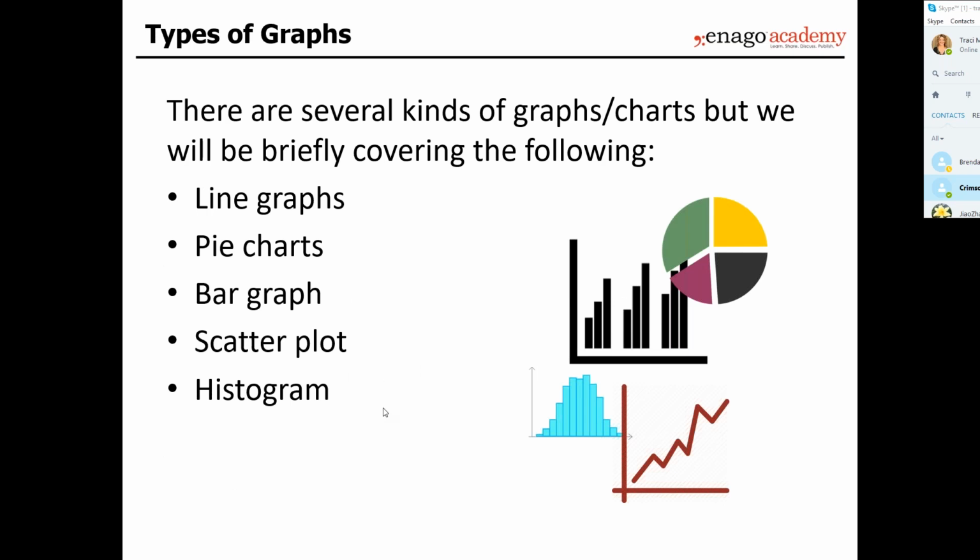Right, so moving on to types of graphs. There are several kinds of graphs or charts, but we're only going to talk about a few of them: line graphs, pie charts, bar graphs, the scatter plot, one of my favorites, and the histogram.